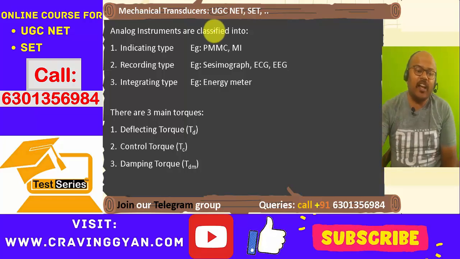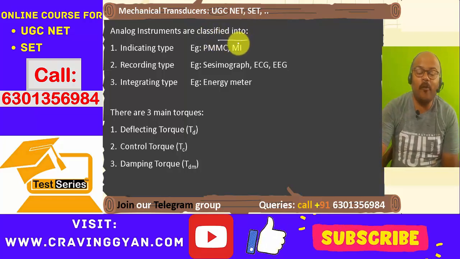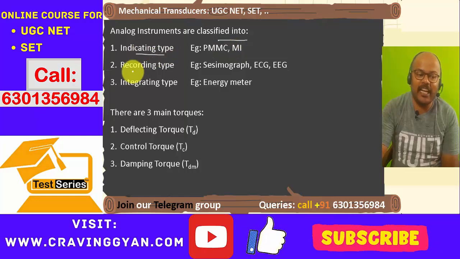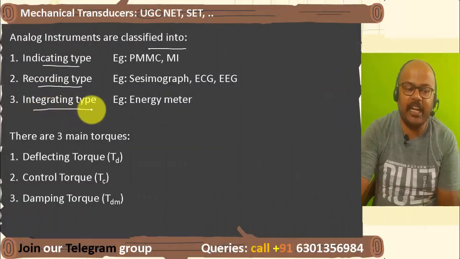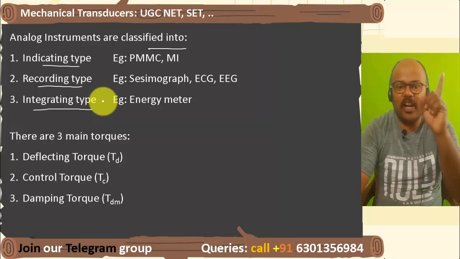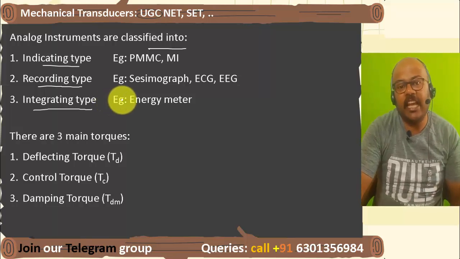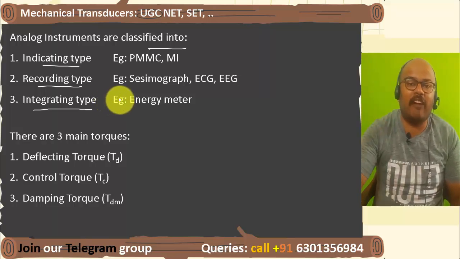Now, how are we going to classify analog instruments? The first is the indicating type, then the recording type, and the integrating type. Indicating type means you will have a pointer with a needle deflection. This is in the case of analog. In the case of digital, you are going to get a value.